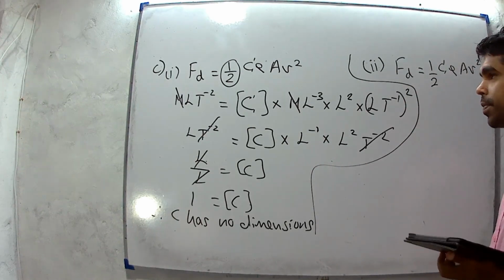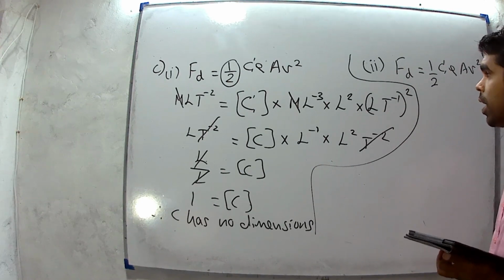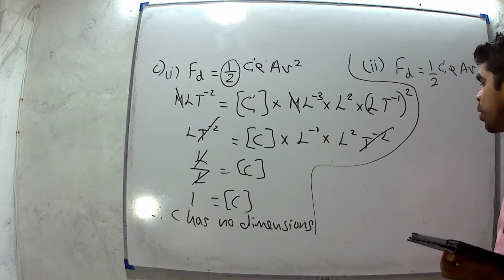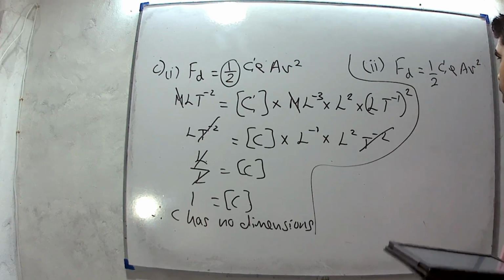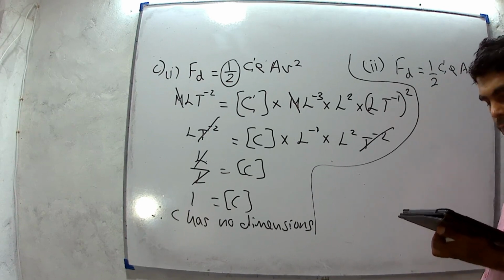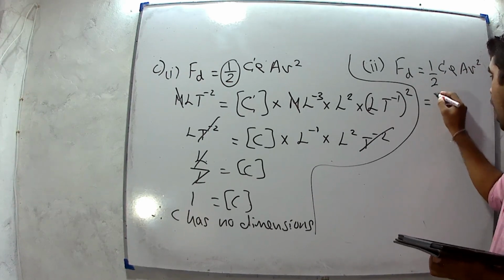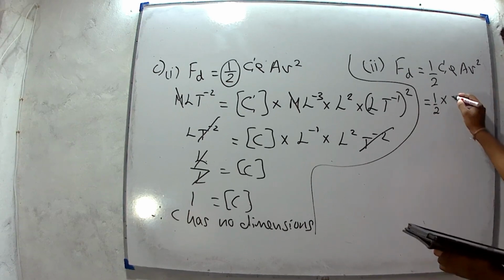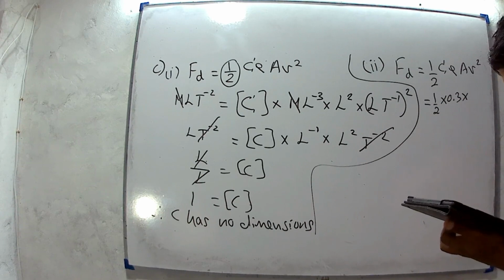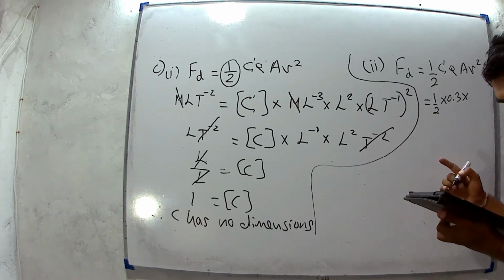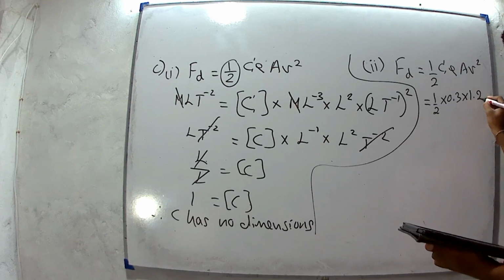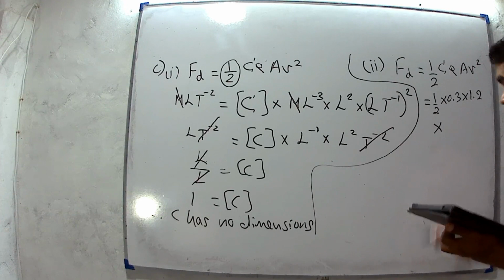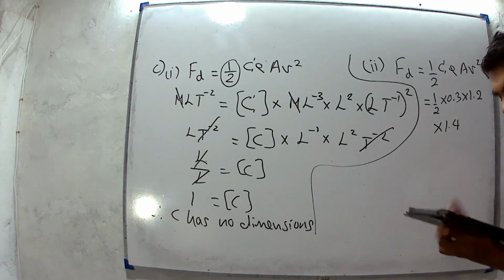Now you can identify if there is an equation or theory in the question which is not in the syllabus. It is easy to simplify. Then FD, we have to find that force, half into C value, given as 0.3. Rho is the density. Density is given in the question, 1.2. Area 1.4. It means the frontal area of the car.